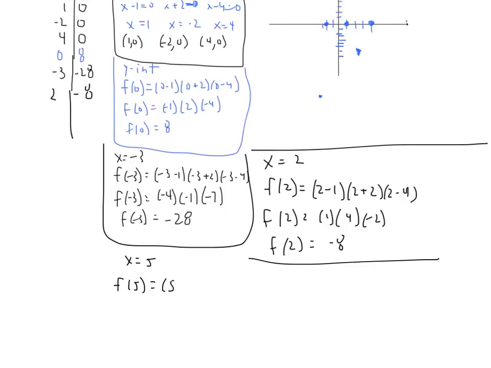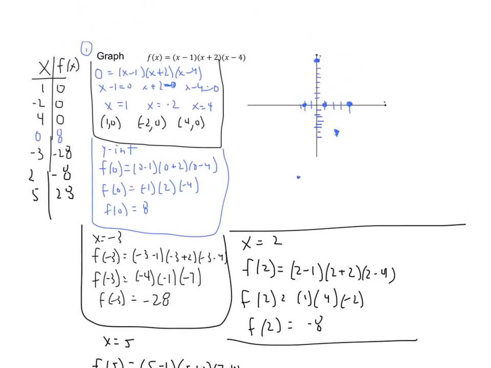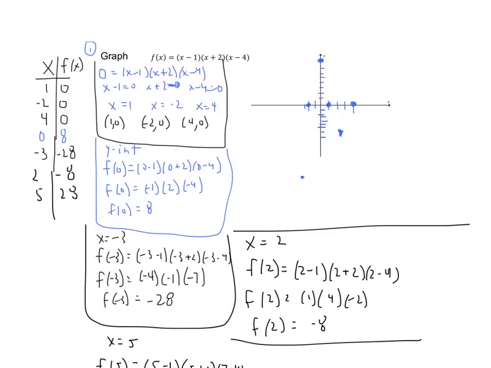All right, you should have done 5 minus 1 times 5 plus 2 times 5 minus 4. I'm not going to show all the steps here, but you should get, for f of 5, 28. So this is the point (5, 28). Okay, so if I go back to my graph, (5, 28), that's going to be somewhere way out here. Okay, this is obviously not too precise, but that's good enough. So that gives us a general picture for what our graph looks like.